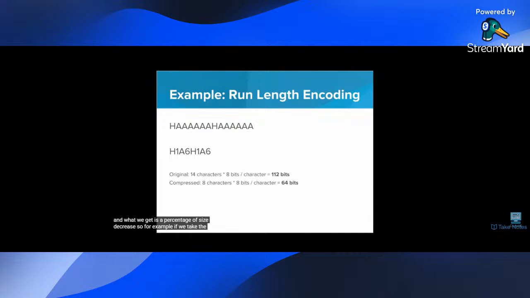So for example, if we take the run length encoding example, the original was 112 bits and the compressed was 64 bits. To calculate the space savings, we simply do 1 minus 64, the compressed size, divided by 112, the original size, multiply that by 100. We see that we actually have a 42.9% space savings. The compressed data is 42.9% smaller than the original. That's pretty good. That's saving a lot of space.